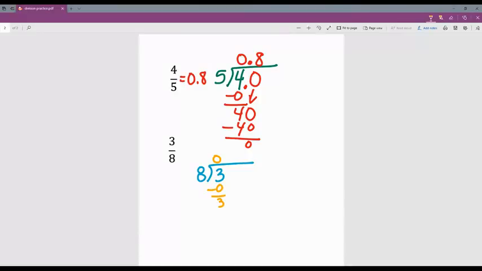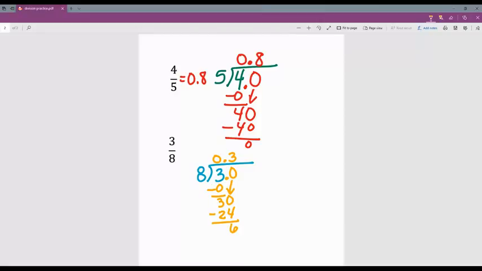Now I want to keep this division alive, so I'm going to add a decimal in my dividend and a decimal in the quotient as well. I'm also going to attach a 0 as a placeholder to help us out. I then get to bring that 0 down. Now we're trying to see how many times 8 can go into 30. I know that 8 can go into 30 3 times. And 8 times 3 is going to give me 24. I'm going to subtract and do 30 minus 24, and that's going to give me 6.